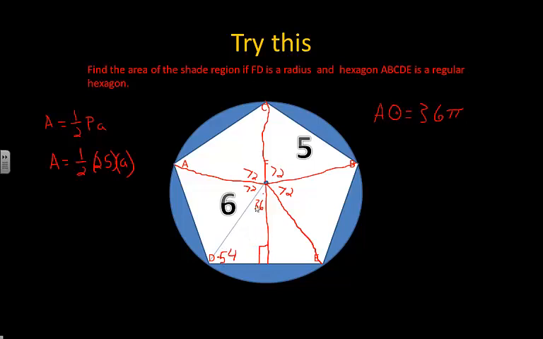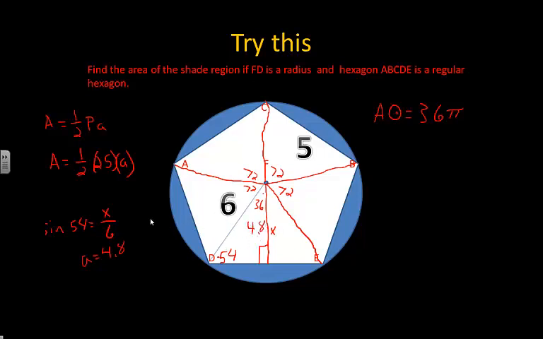So now that I have all the angles, I can solve for this because I can go back to SOHCAHTOA. I need the opposite side, which is x, and I have the hypotenuse, so I have the O and the H, opposite over hypotenuse. So my problem now is sine of 54 equals x over 6. So I'm going to multiply 6 times sine of 54, and I'm going to get right around 4.8. So I know the apothem equals 4.8.